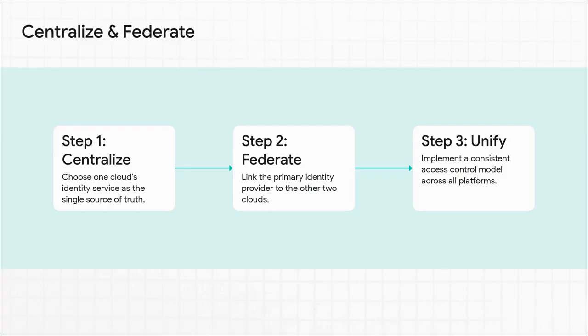In step one, you pick one provider as your source of truth. A lot of times this is going to be Azure Active Directory, mainly because so many companies already use it for their corporate logins. Then step two is where the magic happens. You use open standards like SAML to link or federate that single identity out to AWS and GCP. This unifies your access control, which means you manage permissions in one spot and they're enforced everywhere. It's simple, it's clean, and it's way more secure.